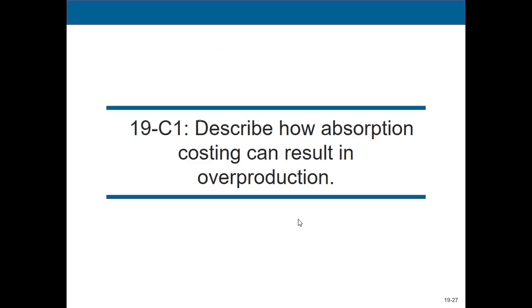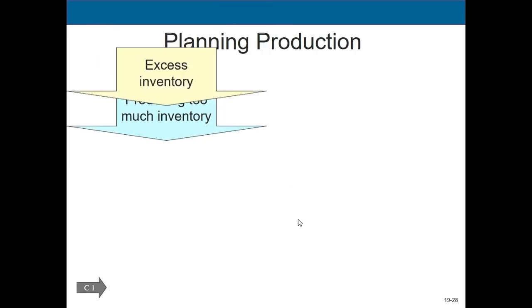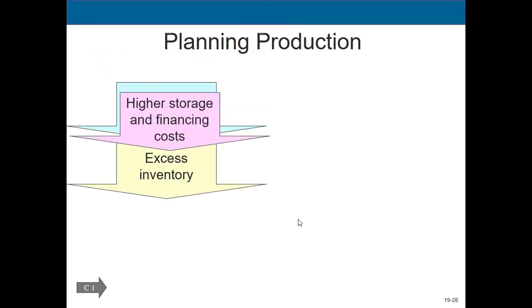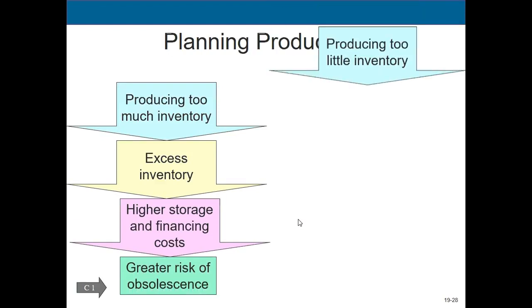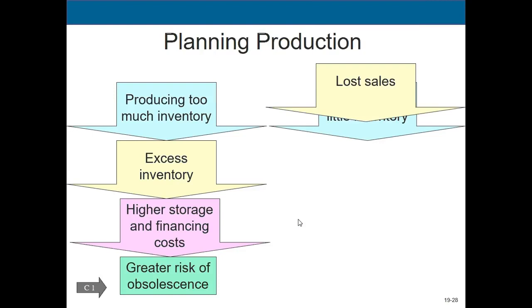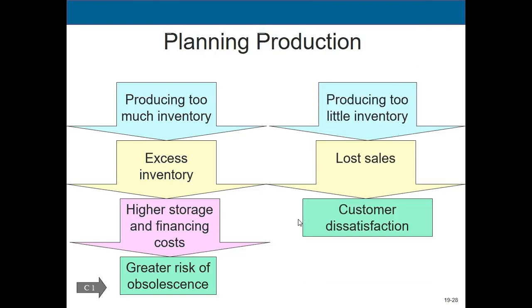All right, so why do we do it? How can absorption costing create too much inventory, or force us to basically produce too much inventory? First thing I want to tell you is that when we produce too much inventory, obviously we get excess inventory, we get higher storage and financing costs for that inventory, and we get a greater risk of obsolescence.